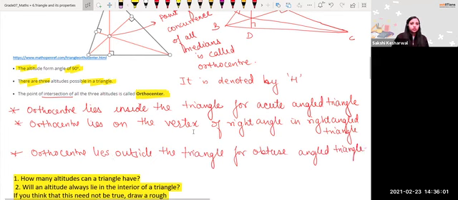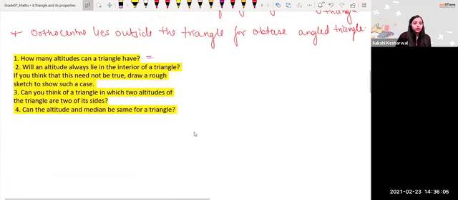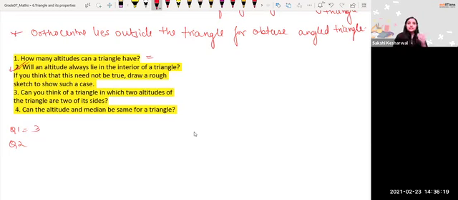What are the questions? It says, how many altitudes can a triangle have? Three, that's for sure. Question number 2: will an altitude always lie in the interior of the triangle? If you think that need not be true, draw a rough sketch and prove it. Now you can do this by yourself also, but we have shown you it's no, because for an acute angle triangle it's inside, for a right angle triangle it's on the side, and for an obtuse triangle it's outside the triangle.